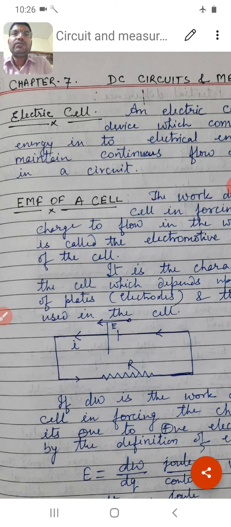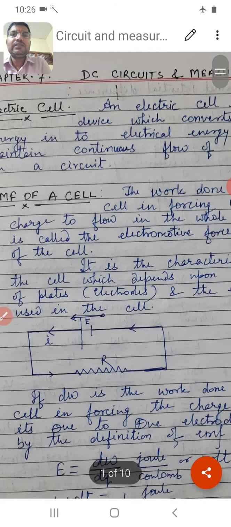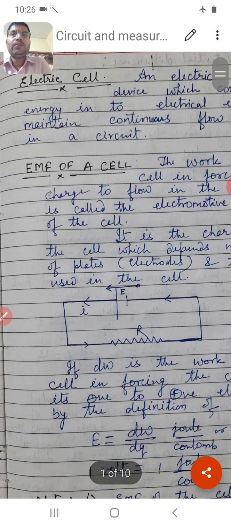Actually, an electric cell is a device which converts chemical energy into electrical energy, which maintains continuous flow of electric charge through a circuit. If this cell is a chemical cell, then the conversion of energy will be from chemical energy into electrical energy. But if it is a dynamo, then the conversion of energy will be from mechanical to electrical. And if it is a thermocouple cell, then the conversion of energy will be from thermal energy into electrical energy.